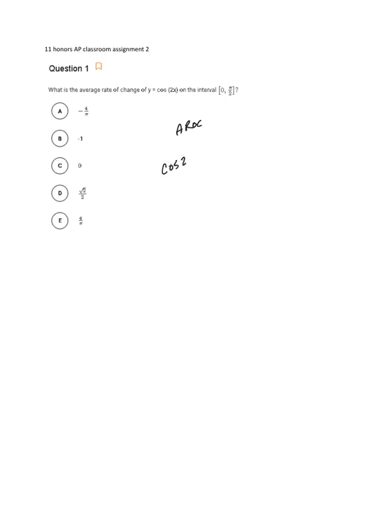So we have cosine of 2 times pi over 2 minus cosine of 0, all over pi over 2 minus 0. Okay, that's the average rate of change. So cosine of pi is -1. Then you have cosine of 0, which is 1, over pi over 2. So I'm going to make that 2 over pi. Multiply by the reciprocal. So I get -4 over pi, which is choice A.